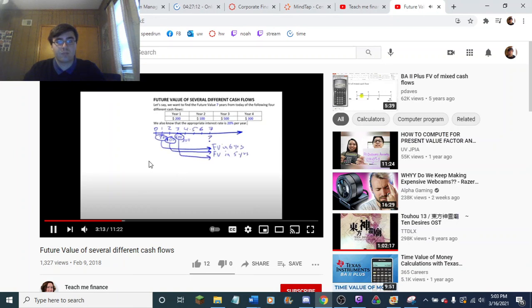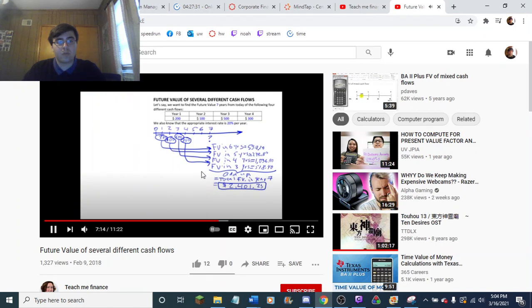Earning interest over 4 years between year 3 and year 7. So we need to find the future value in 4 years. And then the last amount of money, $300, will stay in the account and earn interest over 3 years. So this is a long, complicated way of doing the question.